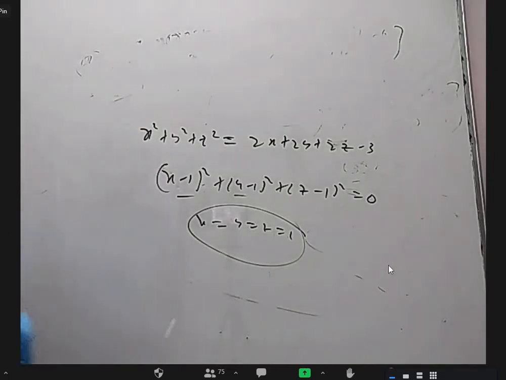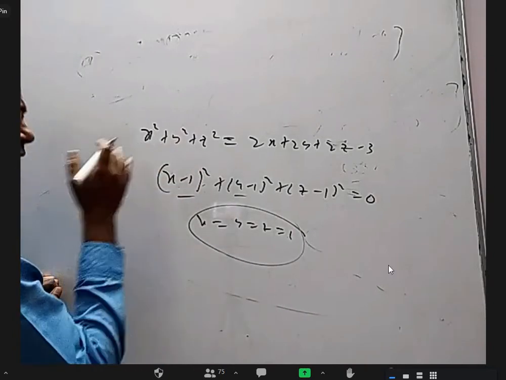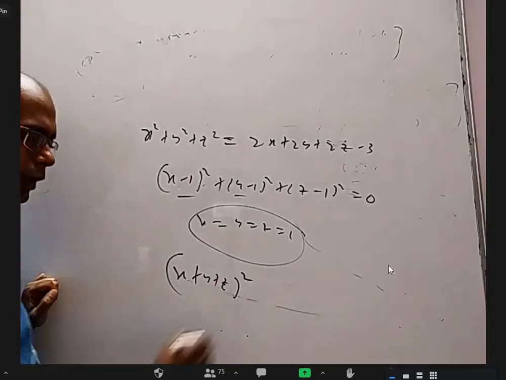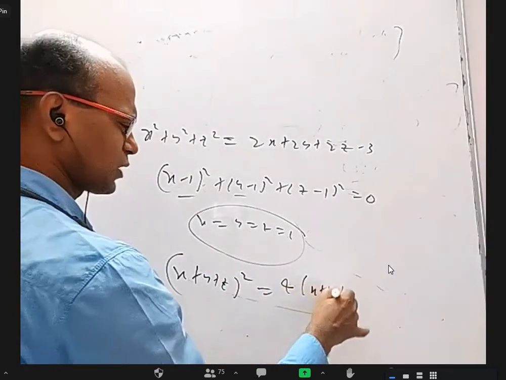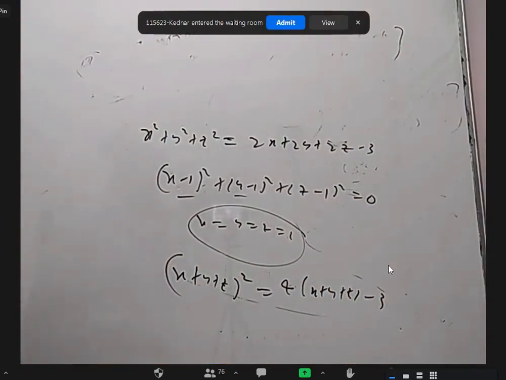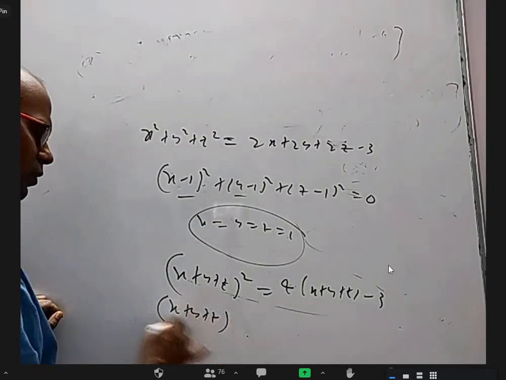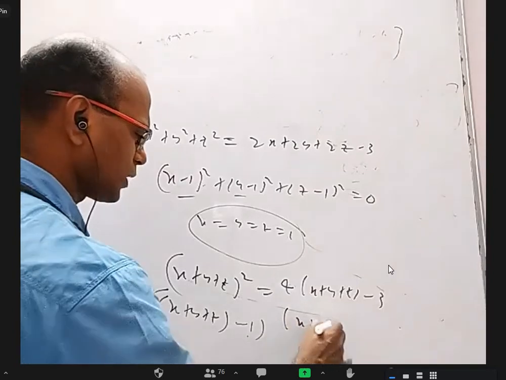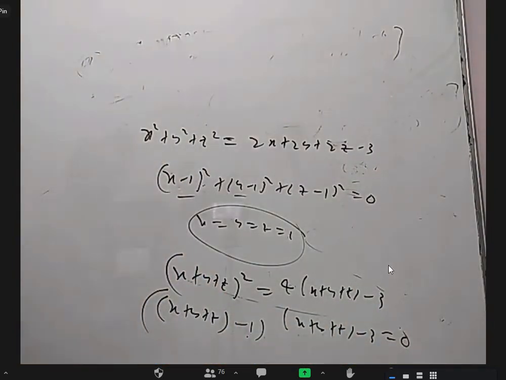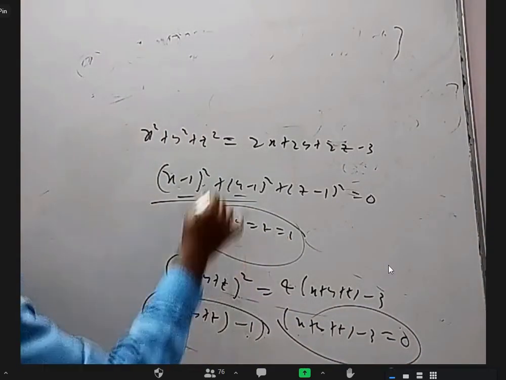Let us do that. If you add 2x, 2y, 2z on both sides, you will get (x plus y plus z) whole square equal to 4 times (x plus y plus z) minus 3, by adding 2x plus 2y plus 2z on both sides, right? Yes, sir. If you bring one side, you will get (x plus y plus z minus 1) into (x plus y plus z minus 3) equal to 0. Either it is 1 or 3. You may get that. But equal to 1 is not possible by this logic.